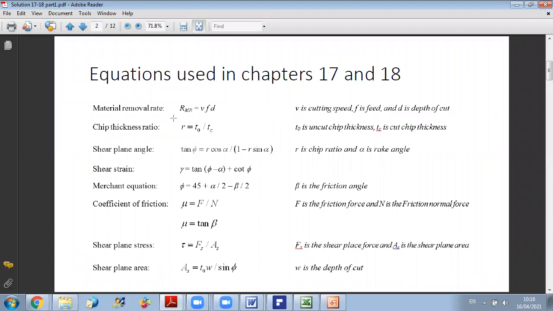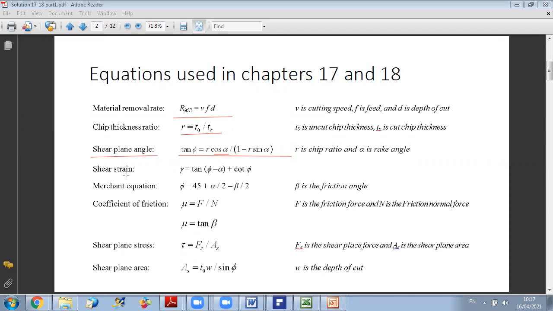So we have introduced together the removal rate in turning operation, the chip thickness ratio, and how to calculate the shear plane angle. Phi is the shear plane angle. It can be calculated as a function of the rake angle alpha and the chip thickness ratio r, which is t0 over tc, using the following relation. So in case you have the thickness ratio and the rake angle, you can deduce the value of phi. Sometimes they can give you phi, and you can deduce alpha, etc. So you can play with these relations.